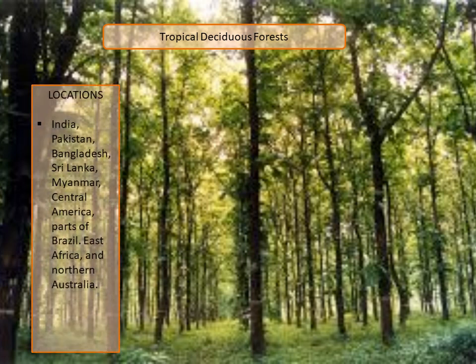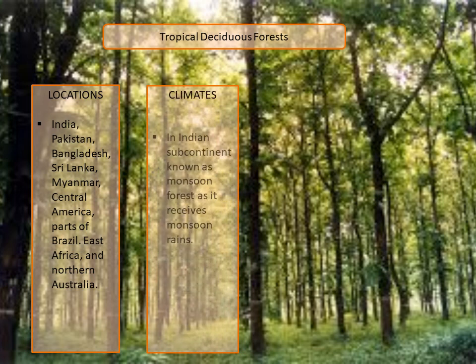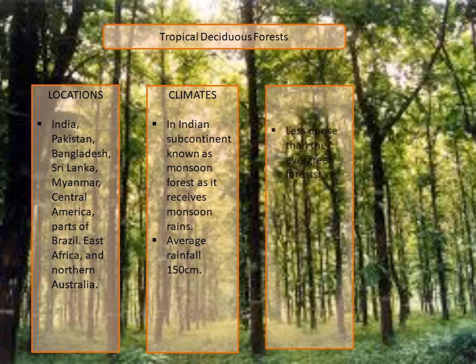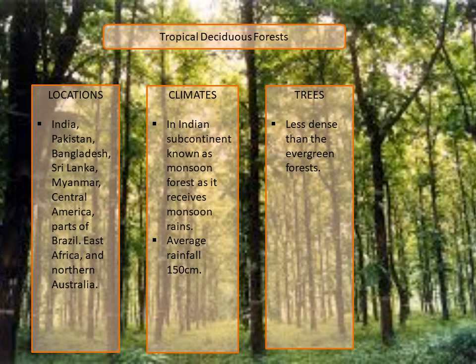The forest spread over the countries of India, Pakistan, Bangladesh, Sri Lanka, Myanmar, Central America, parts of Brazil, East Africa and Northern Australia. It is also called monsoon forest because it spreads over the Indian subcontinent and receives monsoon rains. The average rainfall is 150 cm. The forests are less dense than the evergreen forest.